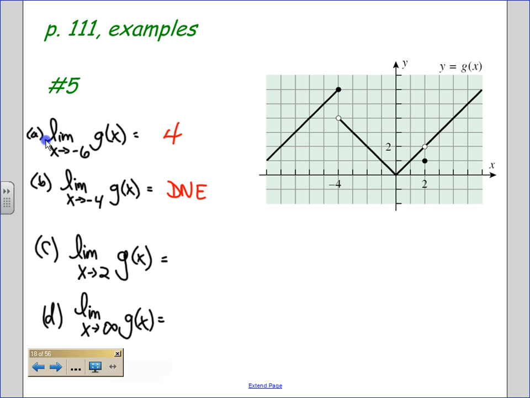How about the limit as I approach 2? What is he approaching? 2. Do I care about what's there? I do care about it because it makes it discontinuous. There's a hole, but I don't care about it for a limit because the limit just says what it's approaching. So it's 2.